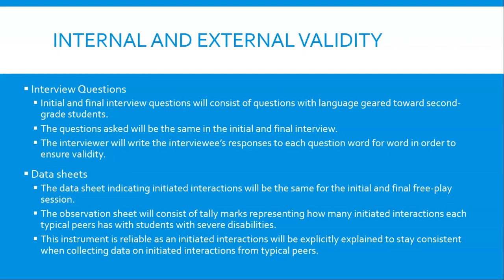For the data sheets, the data sheet that indicates initiated interactions will be the same for the initial and the final free play session. The observation sheet will consist of tally marks to represent how many initiated interactions each typical peer has with students with disabilities. This instrument is reliable as an initiated interaction will be explicitly explained prior to the study in order to stay consistent when collecting data on initiated interactions from typical peers.